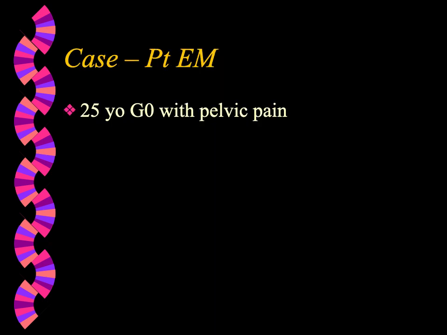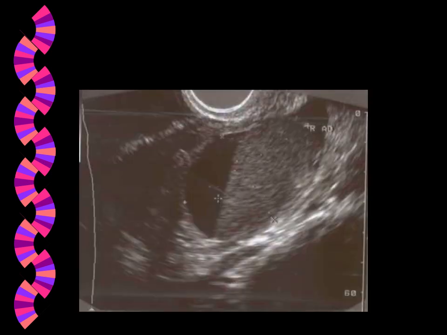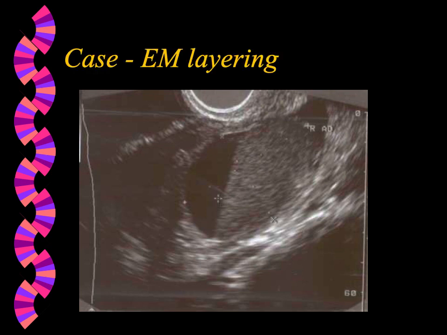Another patient, 25-year-old G0, who presented with pelvic pain, underwent GYN ultrasound, and she too had a hypoechoic area and sort of a hyper or medium echogenic area. In this case, it shows an endometrioma, again with layering. And we often describe the layering, the material within an endometrioma, as a chocolate cyst.